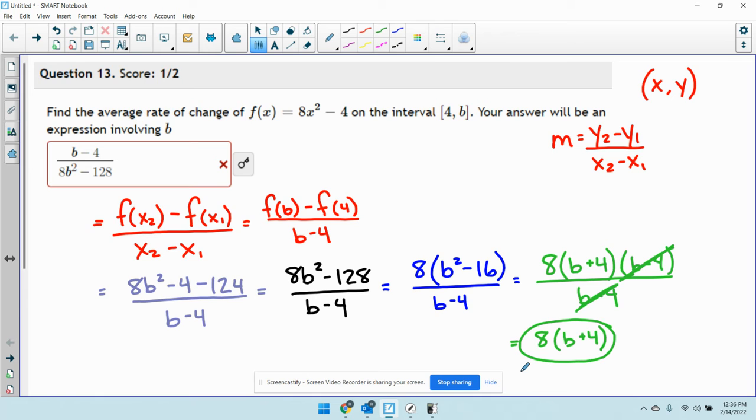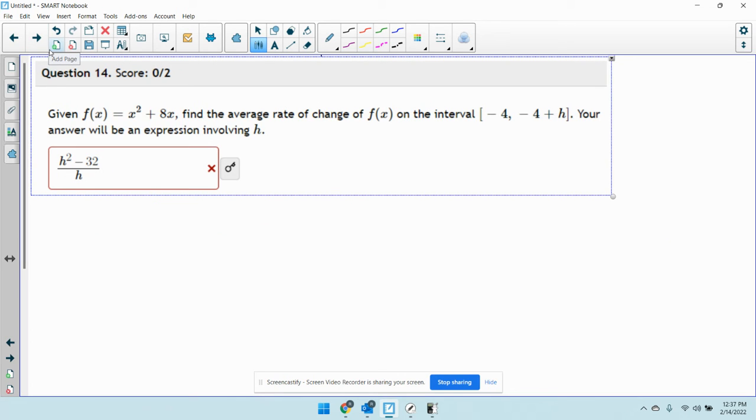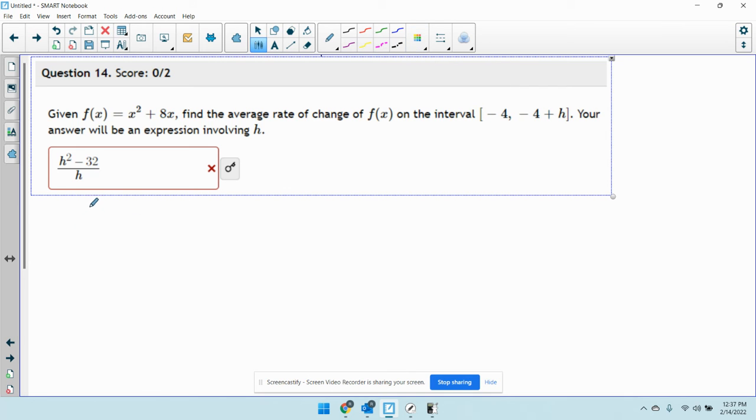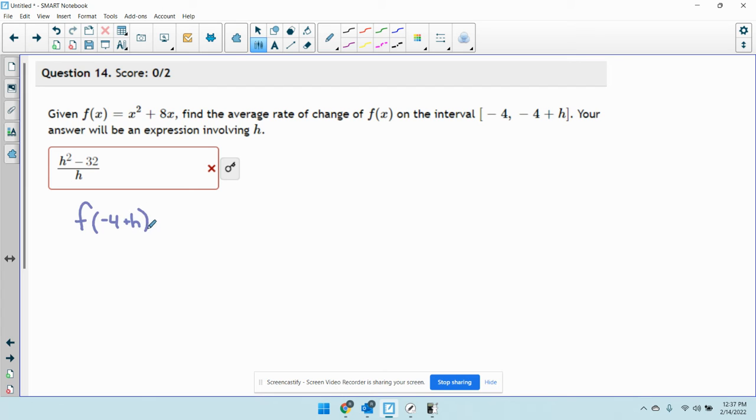Okay. A little complicated, but nothing crazy. Let's try this one as well. This is going to be a little bit uglier because we have this negative 4 plus h as our second x value. Same formula, so I'm going to do f of negative 4 plus h minus f of negative 4 all over negative 4 plus h minus negative 4. Ugly. A lot of negatives going on, but that's okay.